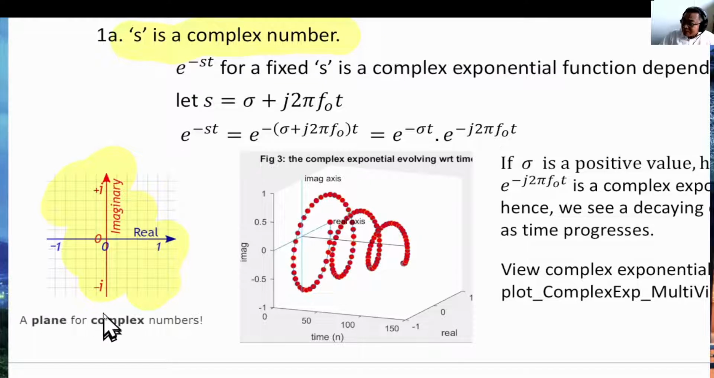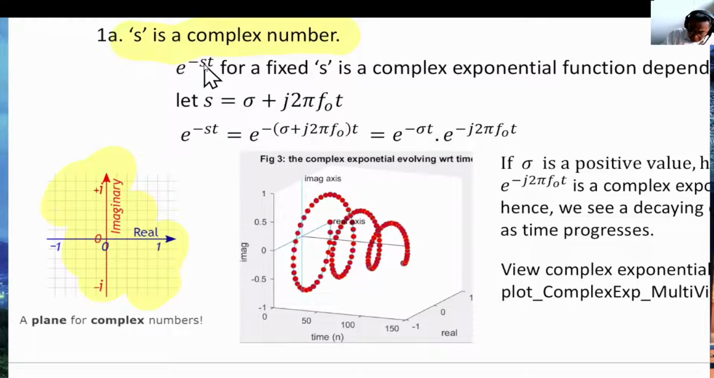The plane of complex number has the additional vertical line, which is the imaginary line. The origin is the same, j, 2j, 3j. Going bottom is -j, -2j, -3j. Any point on this plane is called a complex number. So we say the plane of complex number. S is a complex number. We can pick any number on this complex plane and we can put it in this value s.